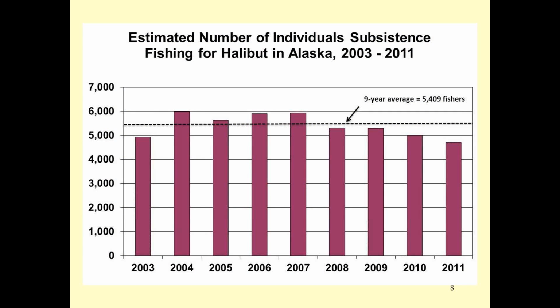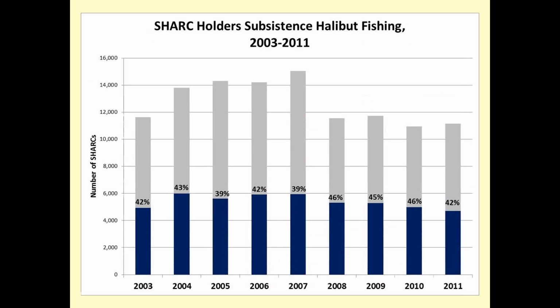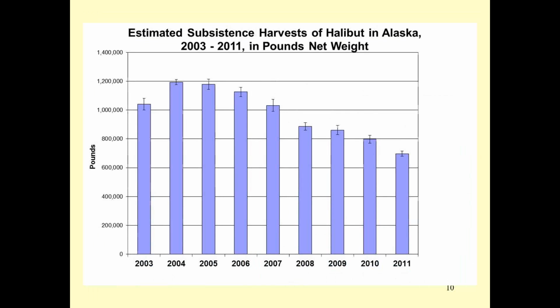In terms of participation in the fishery, our estimate of about 4,700 subsistence fishers was the lowest for the 9 years. The average over the 9 years is about 5,400 fishers. I'm going to skip that one. The estimate of the harvest of 700,000 pounds is the lowest estimate for the 9 years and continues a trend of lower harvests in the subsistence fishery that began in approximately 2006, as shown in this slide. The previous 8-year average was about 1 million pounds net weight in the subsistence fishery. So 2011 was about 30% below that long-term average.